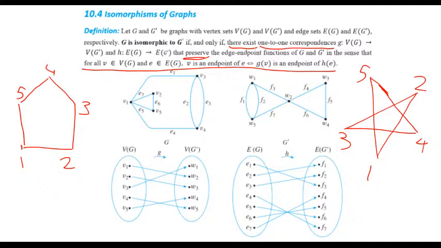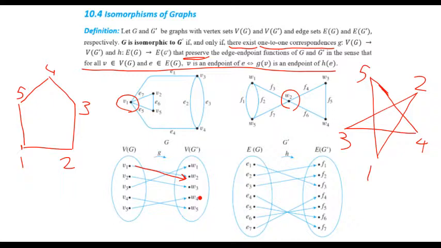First of all, I say v1 is mapped to w2 in graph G prime. As you see, this is the arrow that represents this correspondence. In a similar way, I can say that v2 corresponds to w3 and v5 corresponds to w4, correct? And we have two more vertices left, v3 and v4. v3 corresponds to w1, v4 corresponds to w5. So I created a one-to-one correspondence between the vertex set of G and the vertex set of G prime.